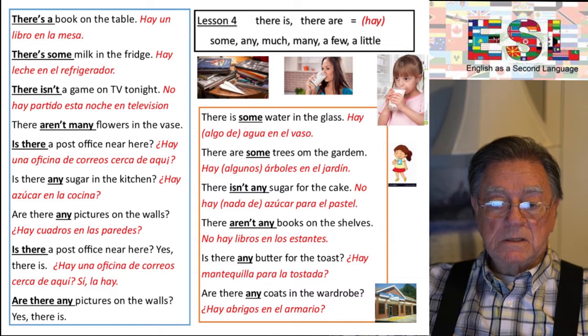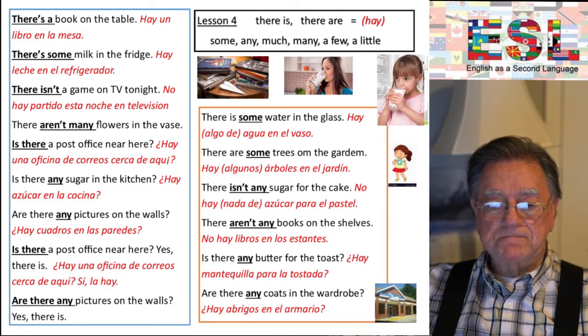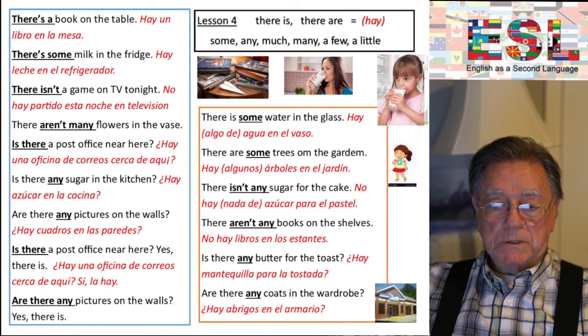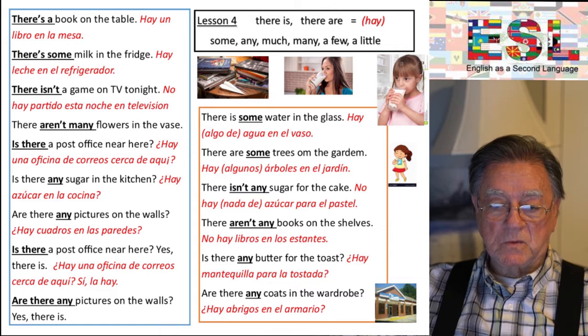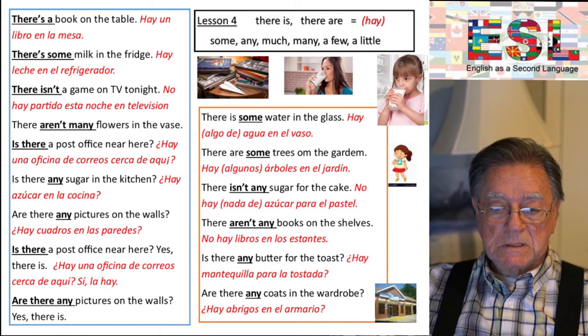And then, are there any pictures on the wall? Hay cuadros en las paredes. Then, are there any pictures? Yeah, we just did, but are there any pictures on the walls? Okay, hay cuadros en las paredes. Okay. And we did, is there a post office near here?